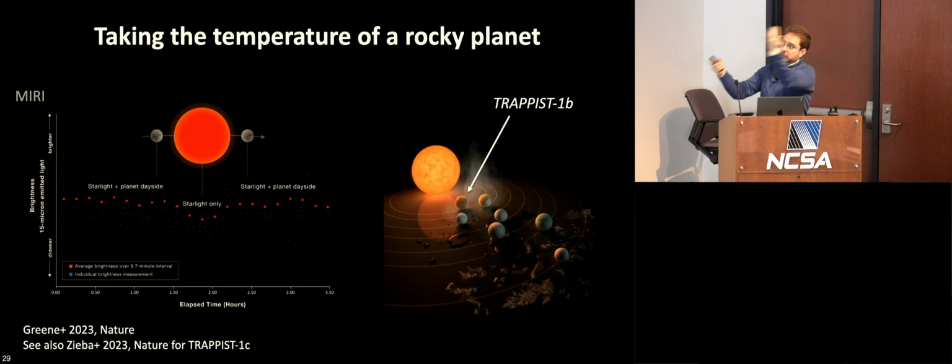Then when it's passing behind your star, you are getting an absolute value of the brightness of the star without being contaminated by the planet. And then when it comes again, you can check what is the starlight plus the day side. So it is a way of measuring what is the contribution. This jump in flux is related to a jump in temperature. You can measure the temperature of a rocky planet, which will be different if you have an atmosphere or not. Instead of directly measuring the atmosphere, you will see if the planet is colder or hotter than expected if it has an atmosphere.